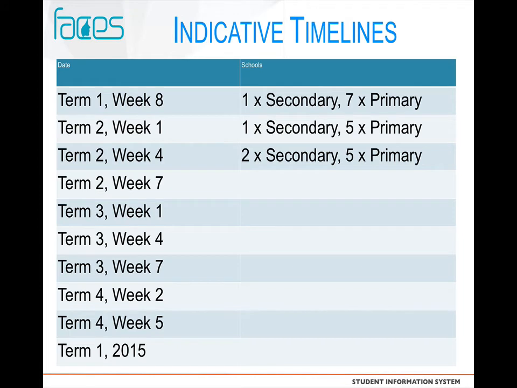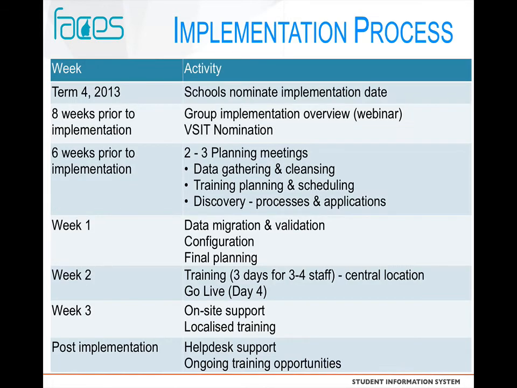So indicative timelines, the first group might be 1 secondary school and 7 primaries, then term 2, another secondary and 5 primaries, term 2, week 4, and so it goes on throughout the year. The actual process goes beyond the 3 weeks.